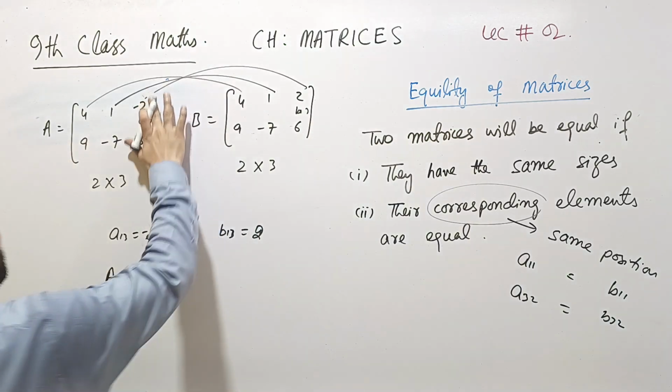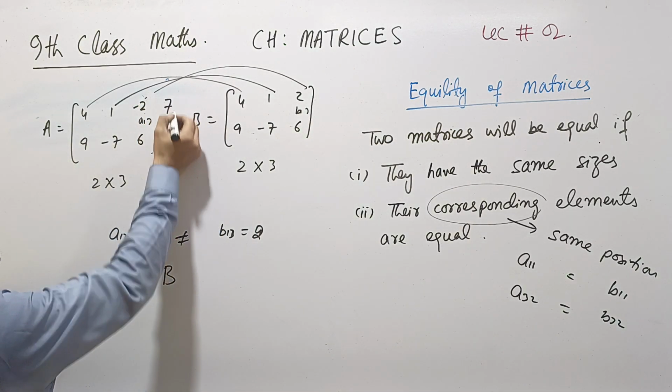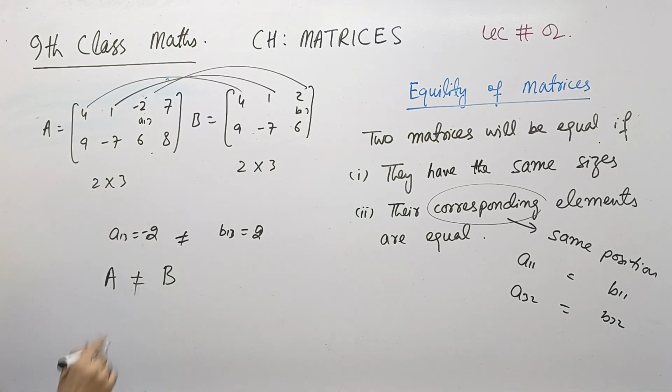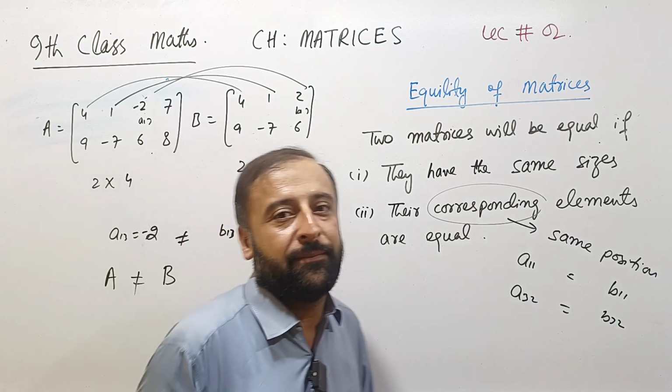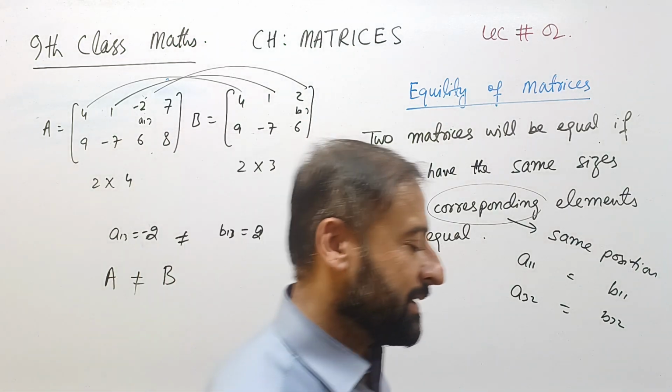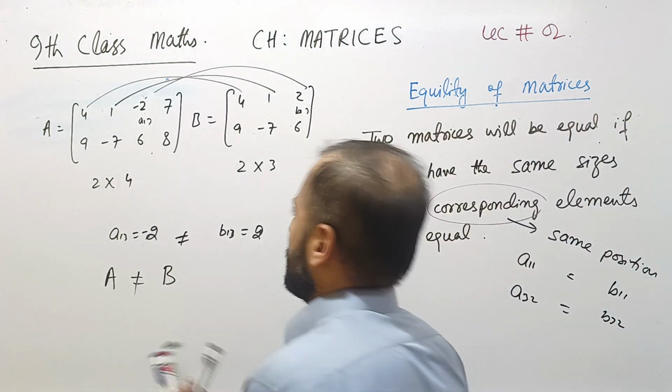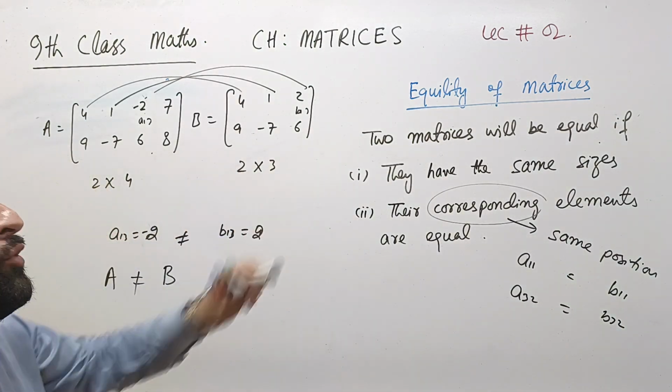And of course, if size are different, how can they be equal? It is out of question. How can they be equal? Here, A and B are not equal because they have different sizes. So the sizes have to be same. And the corresponding elements, they have to be same. All right, students. Now let's try to solve two questions. One question and one MCQ on this.